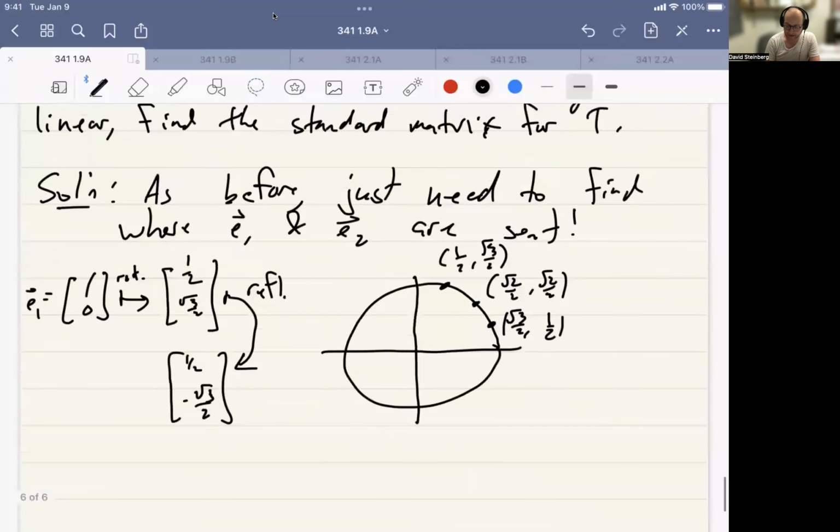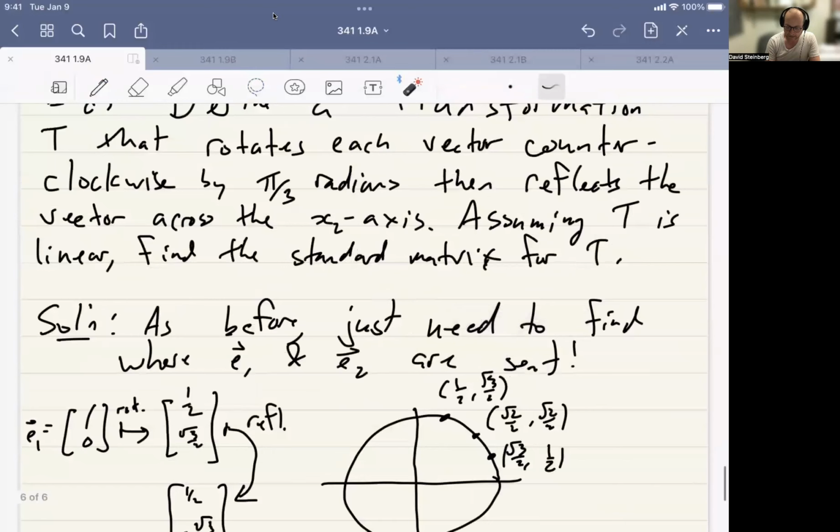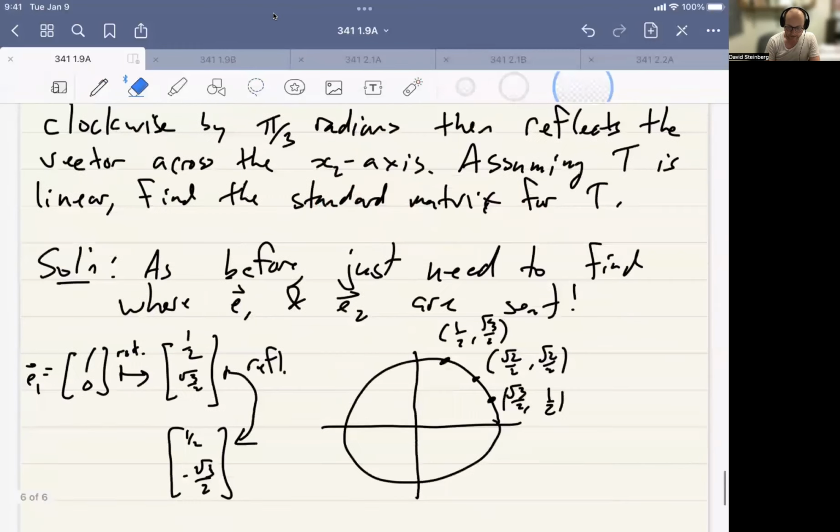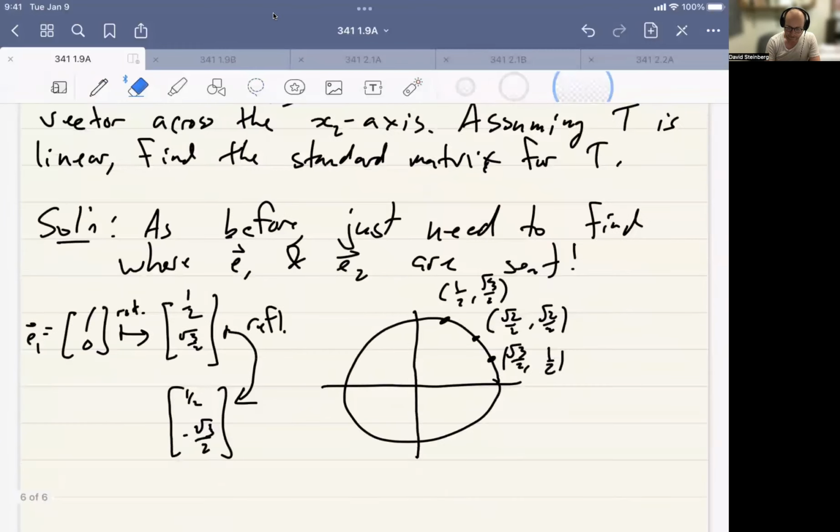Oh, I'm sorry, we're reflecting across the x2 axis. Let's try this again. So we're reflecting over here now. Same idea: the height stays the same, and the x1 just gets negated. So this should be negative 1/2, root 3 over 2.